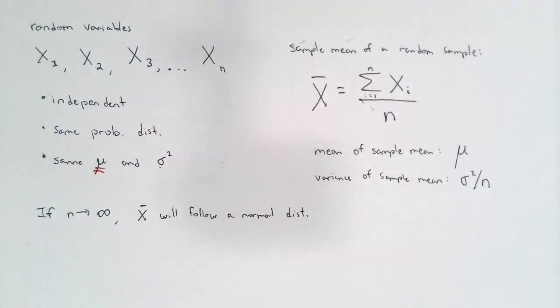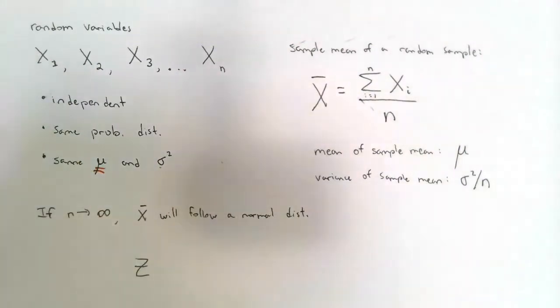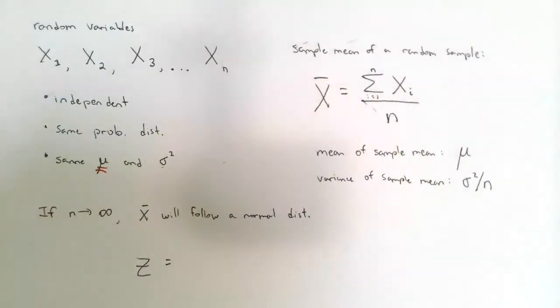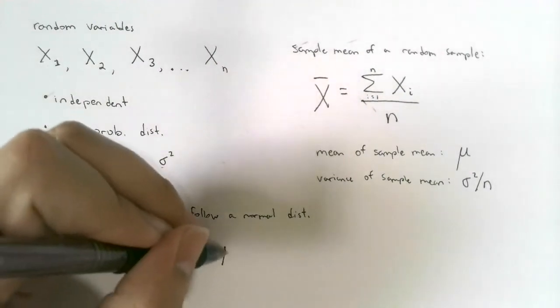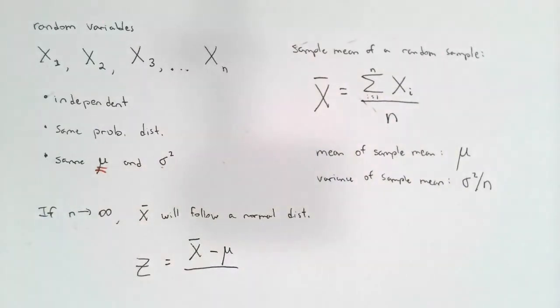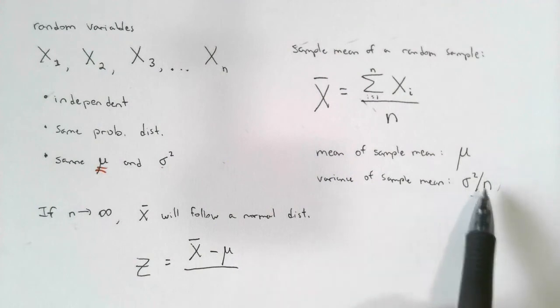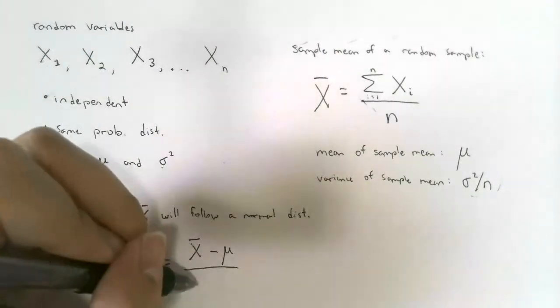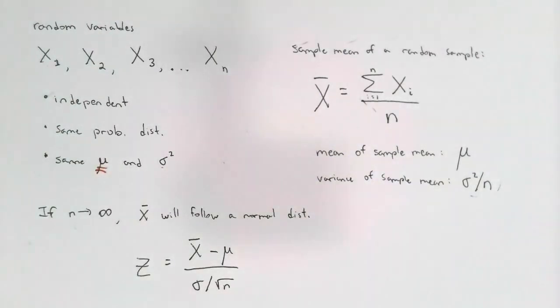And of course, we can standardize a normal distribution relatively easily. You may recall from our previous classes on the normal distribution, we can create a standard normal random variable by taking my normal random variable, subtracting the mean, and then dividing it by the standard deviation. Of course, here my variance is sigma squared over n, which means that my standard deviation will be sigma over square root of n.